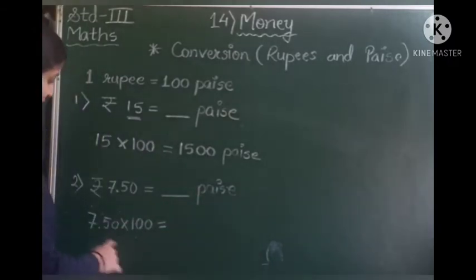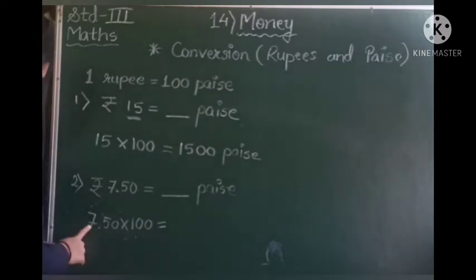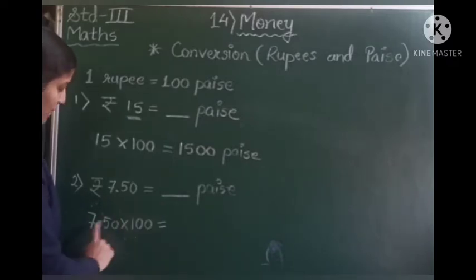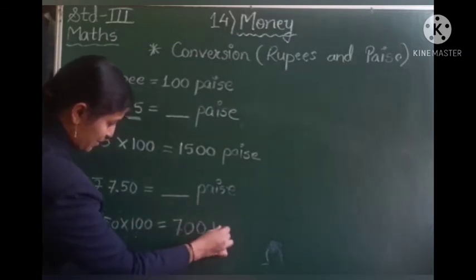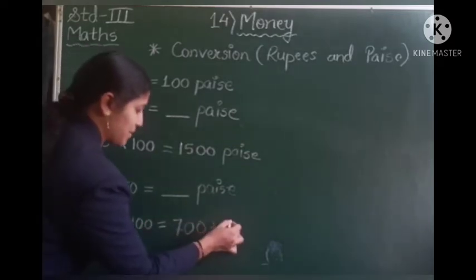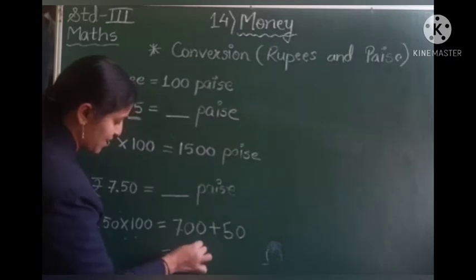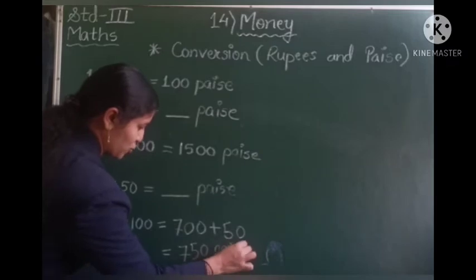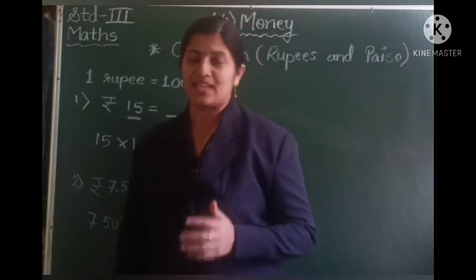See here, this 50 paise is already in paise, so I will not do anything to this. I will just convert this 7 rupees into paise. So 7 multiplied by 100 is 700, plus this 50 paise will remain as it is. So 700 plus 50 is 750 paise. So 7 rupees 50 paise means 750 paise. Right students?